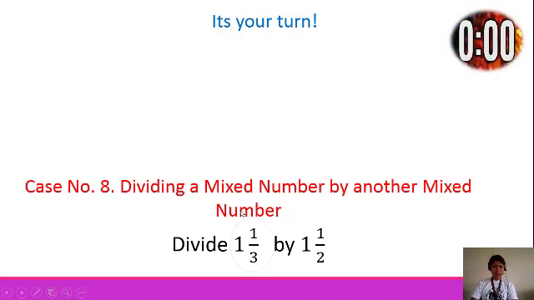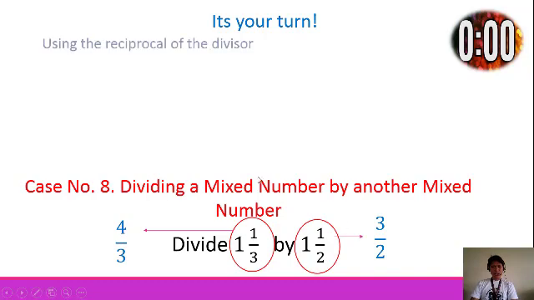Okay, time's up. So first is we are going to change this into improper fraction. We have 1 times 3 is 3, plus 1 is 4. Copy the denominator 3. Next, 1 times 2 is 2, plus 1 is 3. Copy the denominator of 2. This is 4 thirds and this is 3 halves.